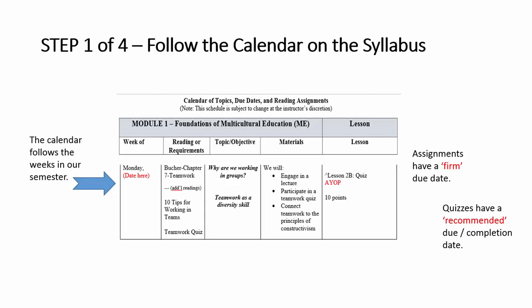So with step 1, what you need to do is follow the calendar on the syllabus. For example, take a look at Module 1 and you'll see that Module 1, as all the modules in our class content, is broken down by the week of the reading requirements, materials, and lessons. So it really is a good idea that you follow the calendar based on our syllabus, and really recognize when you may have a quiz that week.